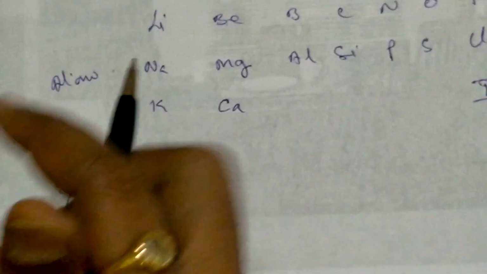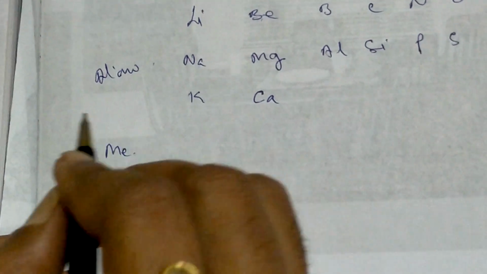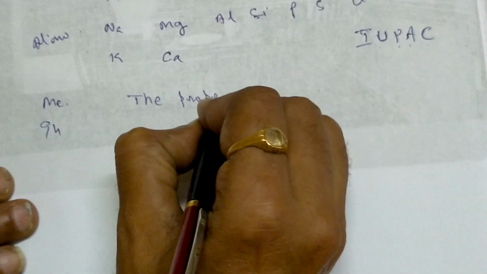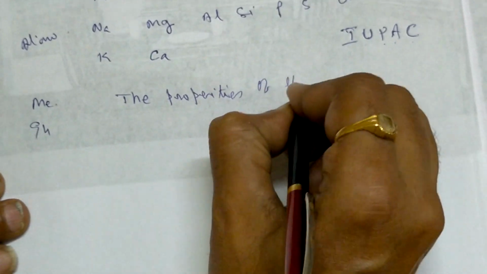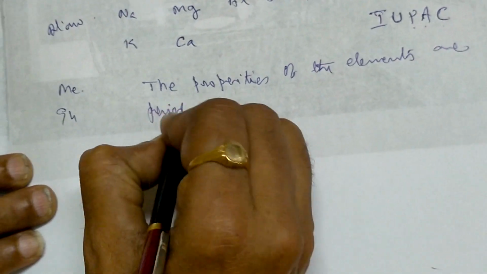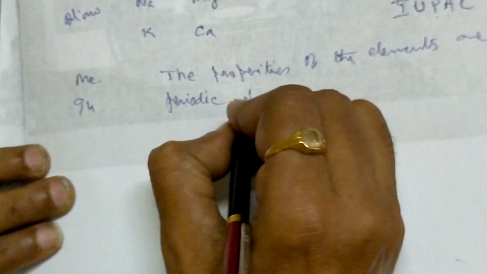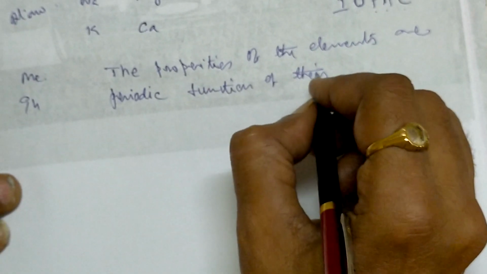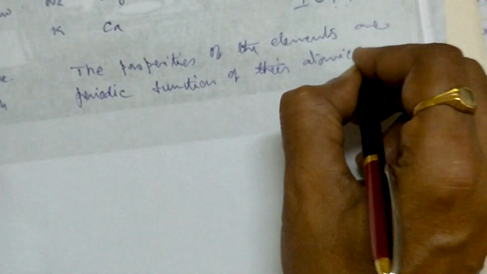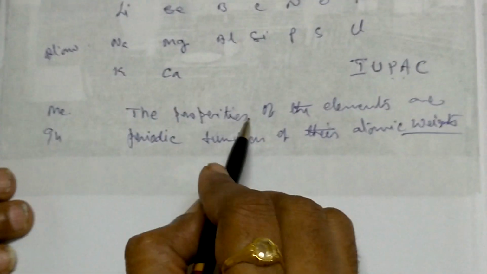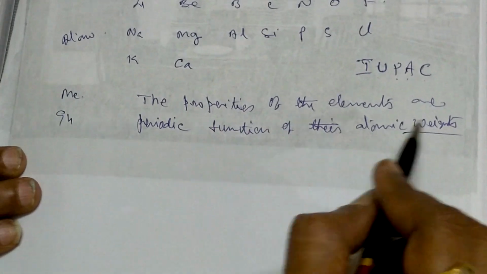So he made a scientific publication that the properties of the elements are periodic functions of their atomic weights. Don't get confused and don't get angry, because here also first he made only atomic weights. Okay, the properties of the elements are the periodic functions of their atomic weights.